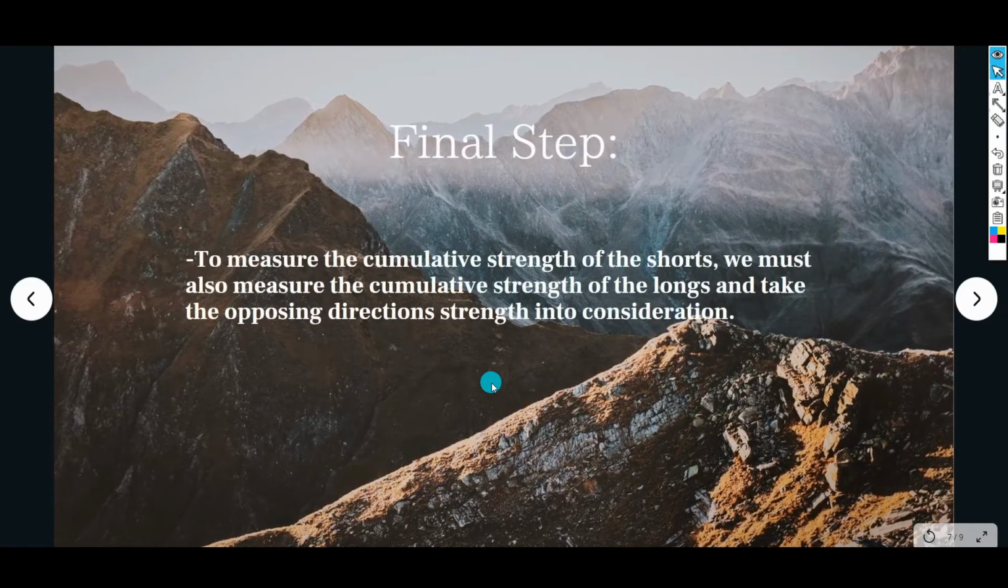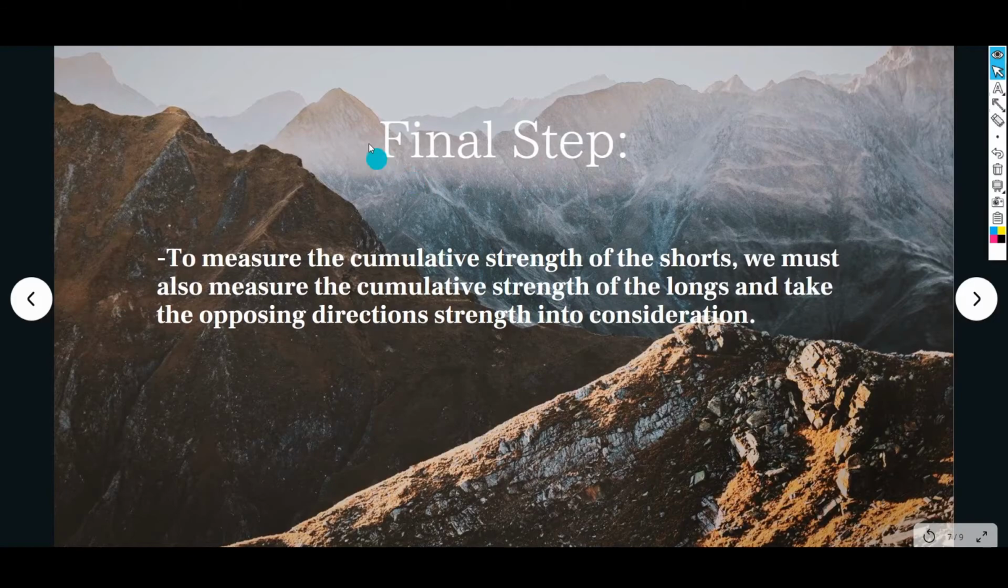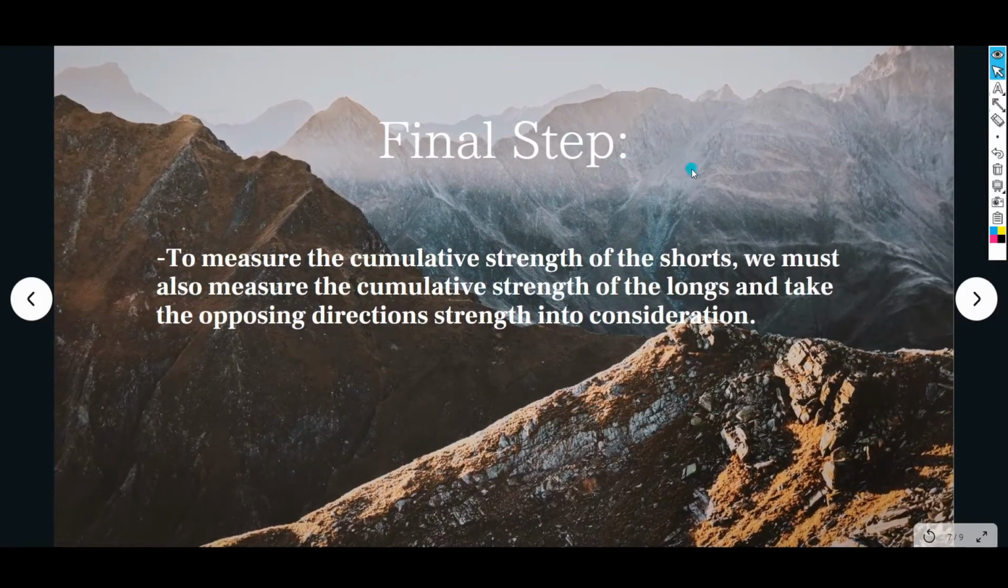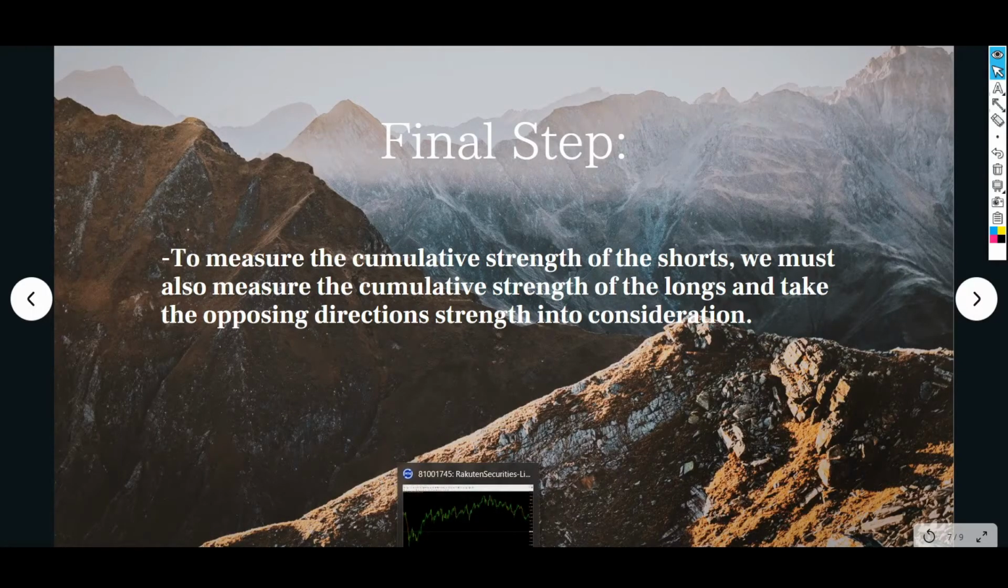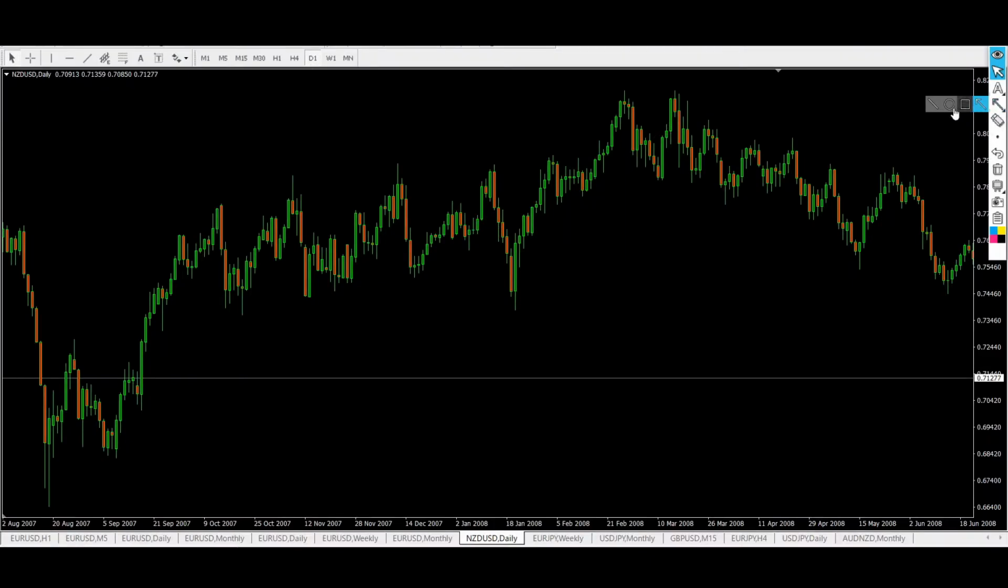Let's keep going. Now there's the final step in how to read price action, right? The final step is to measure the cumulative strength of the shorts. To measure the cumulative strength of the shorts, we must also measure the cumulative strength of the longs and take the opposing direction's strength into consideration. So what does that mean? We have to take the cumulative strength of the prior longs into the calculation.